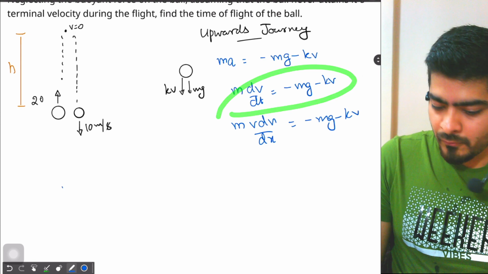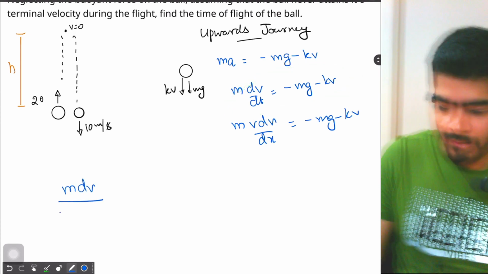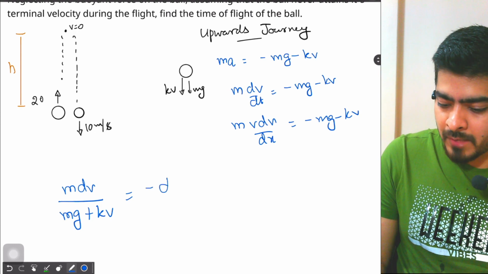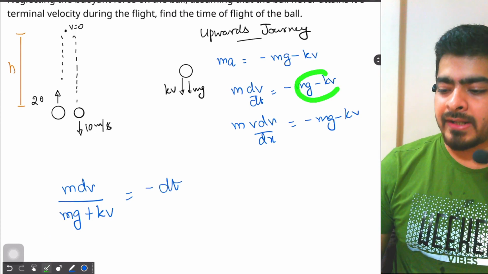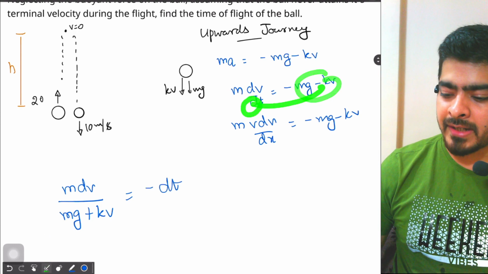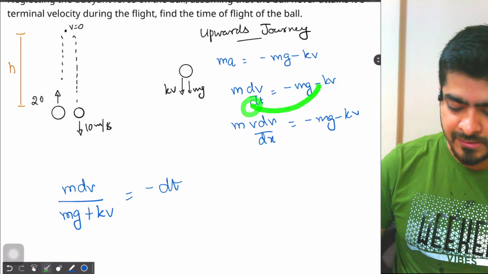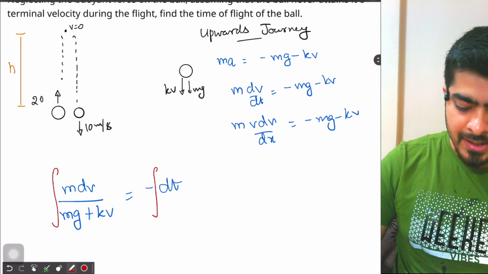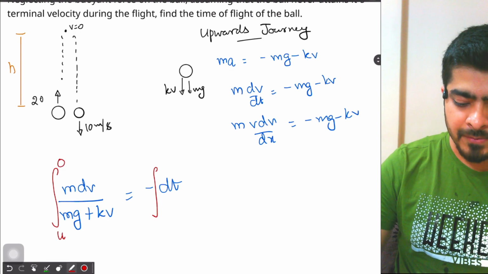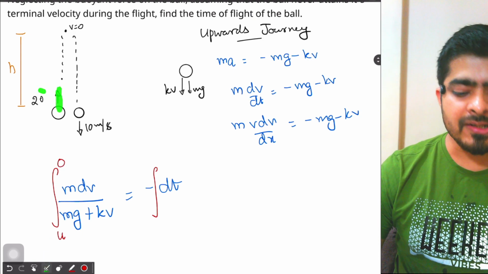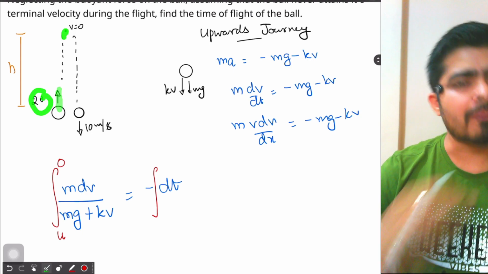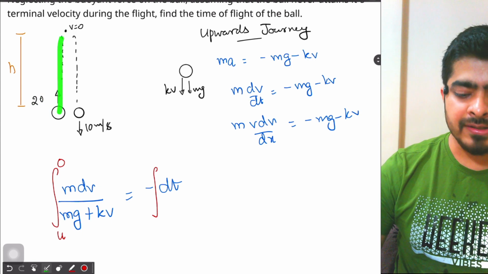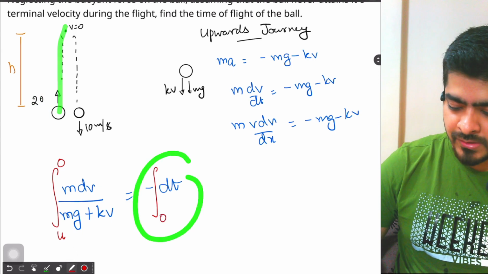So we have m dv divided by (mg + kv) equal to -dt. I have taken mg + kv into the denominator and taken dt to the other side. Now I will integrate. My initial speed is u, final speed is 0 while going up. Initial speed is u = 20 and final speed is 0. I will put the value of u later. What is the time of journey? Here I have to calculate from 0 to t.